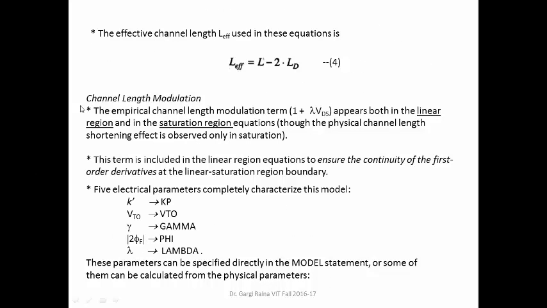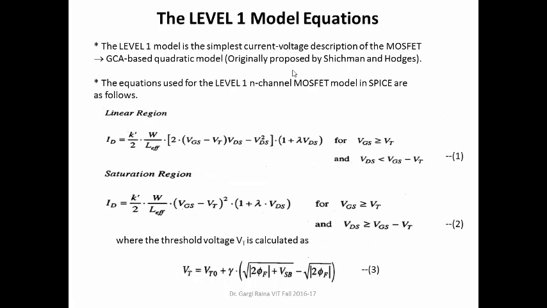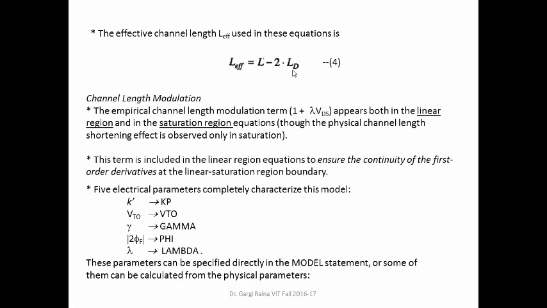So the effective channel length L effective, which is used in these equations, is given by, as we had said, the gate channel length minus twice of LD, where LD represents the gate source overlap diffusion length.